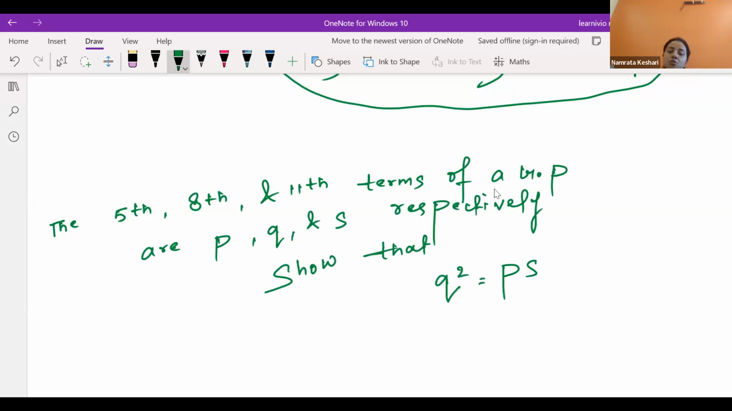This question you will find in the third exercise, maybe after arithmetic progression, in the geometric progression first exercise, among the initial few questions. I need to check the number in the updated NCERT. In my book, it is number 3.